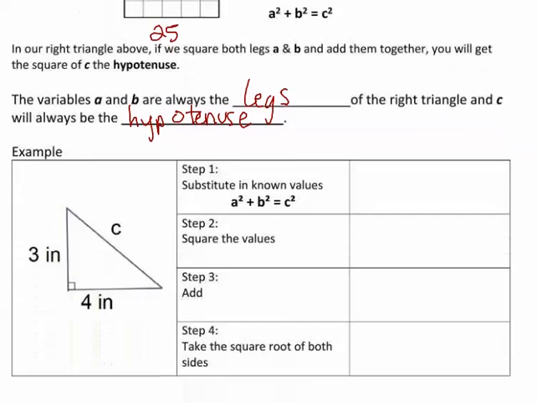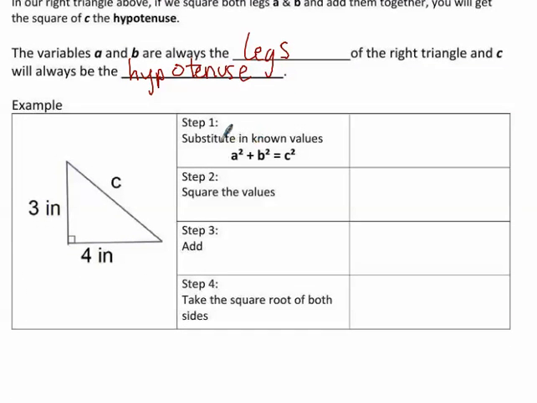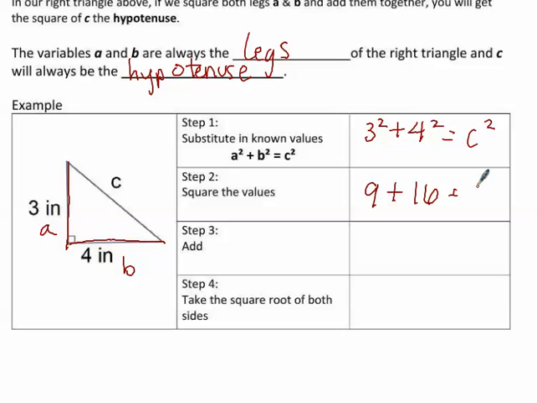Let's look at an example. Step 1, substitute the known values. These two sides connect with the right angle, so these are going to be A and B. So when I plug this in, I get 3 squared plus 4 squared equals C squared. Step 2, square the values. 9 plus 16 equals C squared. Step 3, add. 9 plus 16 is 25.